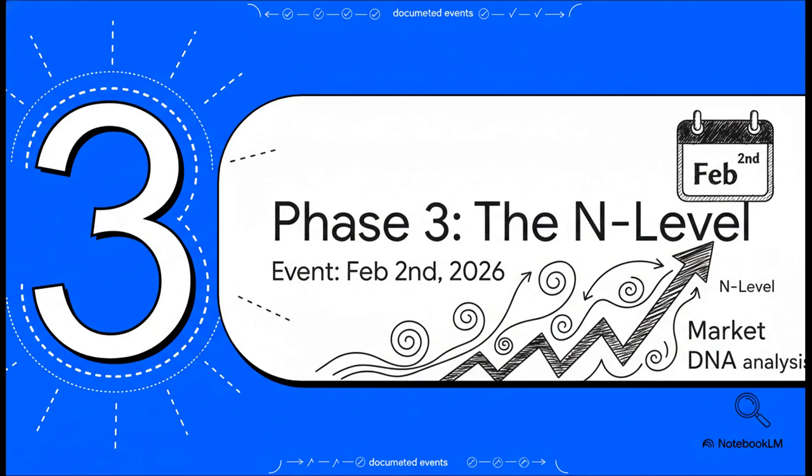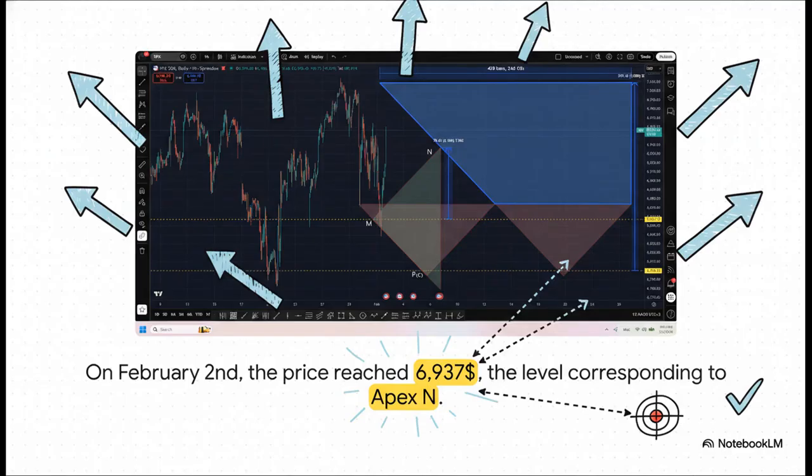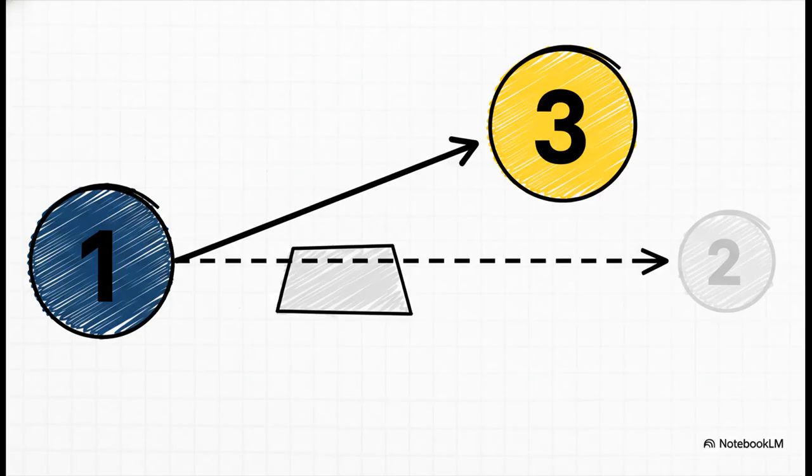But plans are one thing, what actually happened is another. So let's fast forward to February 2nd. This is what the model calls a Phase 3, or an N-level event. And boom, here's the updated chart. You can see the market moved up and hit 6,937. Now, if that number sounds familiar, it should. That's the exact price level the model had predefined as apex N, which, you'll remember, was also target 2 from our initial plan. Now, this is where the model's structure gets really interesting.